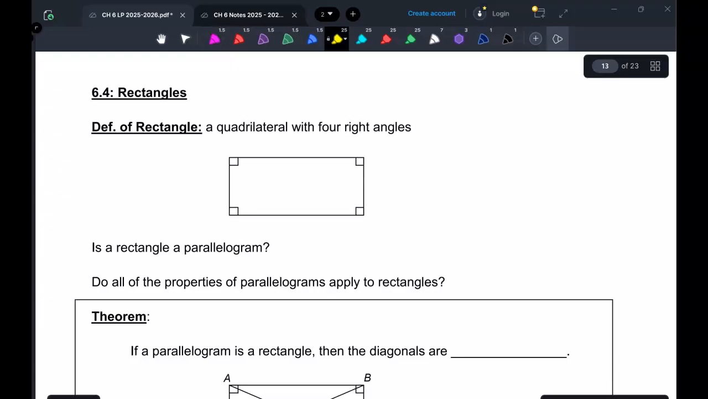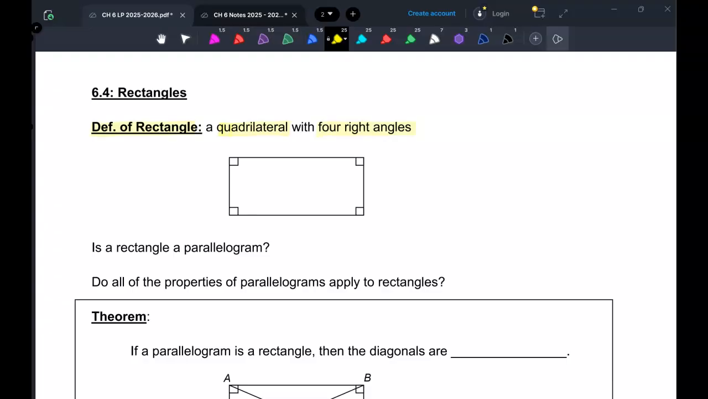The definition of a rectangle is a quadrilateral, so four sides with four right angles. Does that mean it will add up to 360? Well, it has to add up to 360 because it's a quadrilateral, right? So all quadrilaterals have to add up to 360 regardless of whether they're a parallelogram or rectangle or any of those.